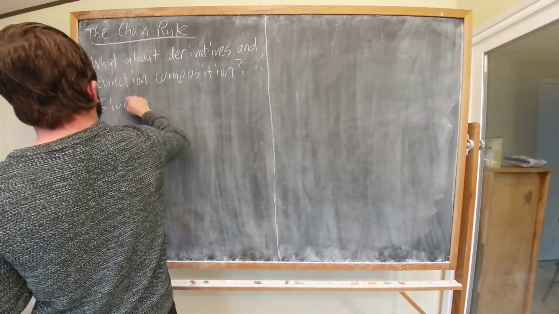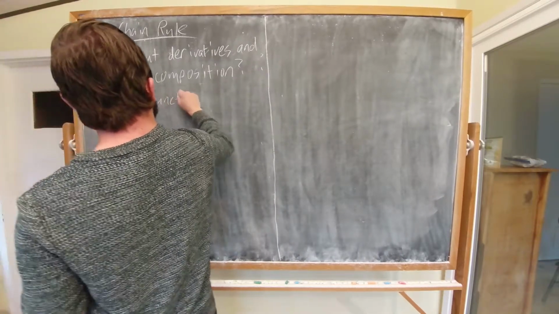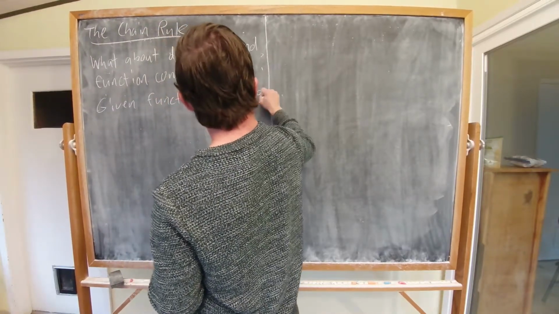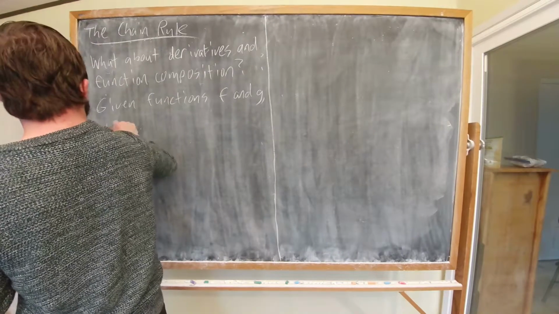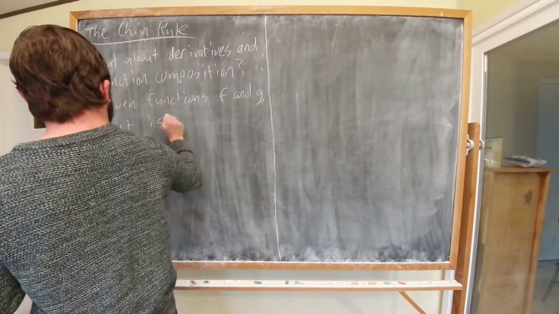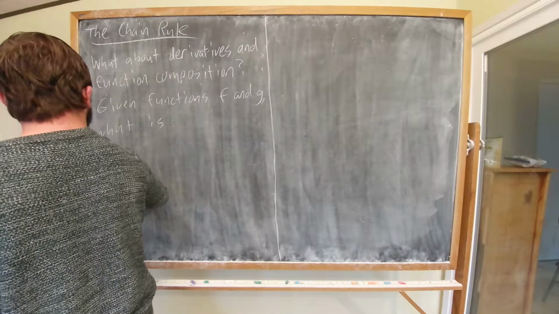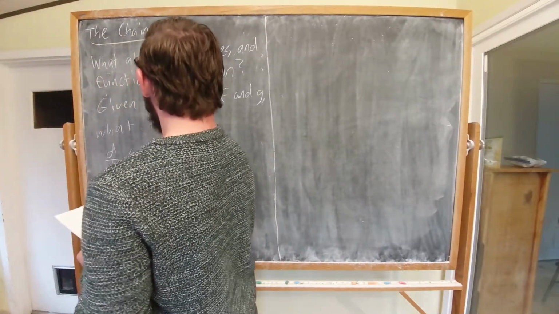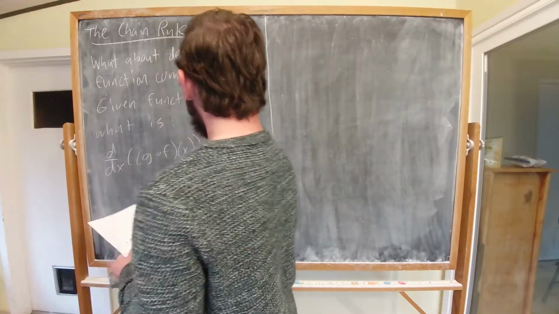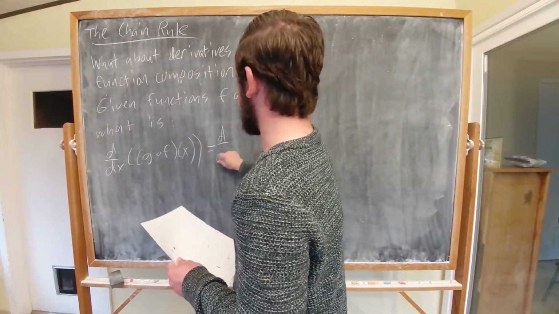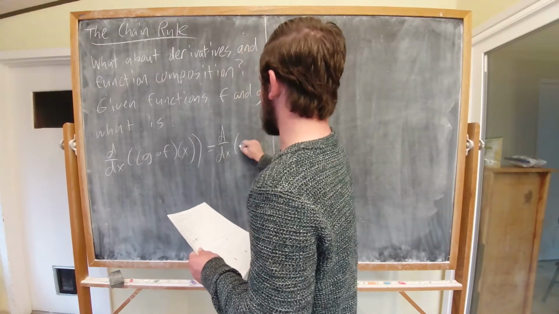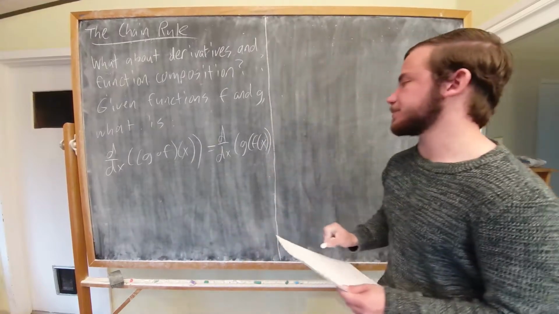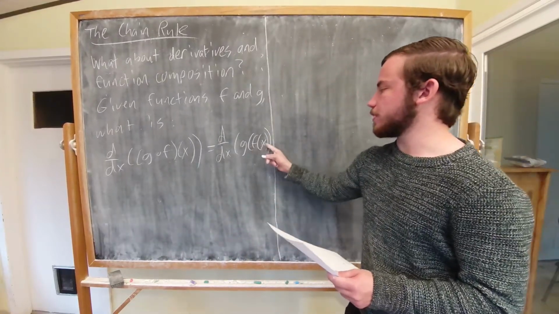given functions f and g, what is the derivative with respect to x of the composition g of f of x, which we will rewrite using the definition of composition as the derivative with respect to x of g of f of x.